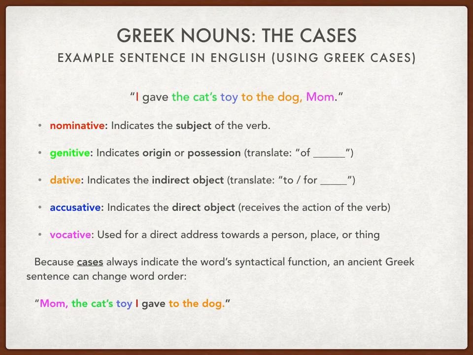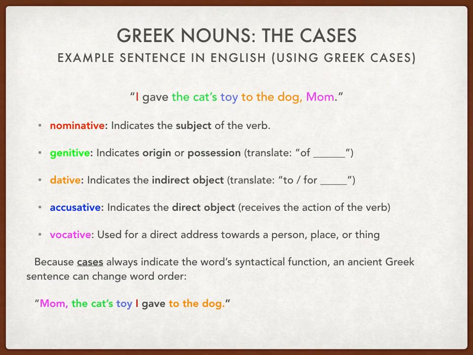The dog is not the direct object. I didn't give the dog. I didn't hit the dog. I didn't pet the dog. I gave a toy to the dog. So the dog is the indirect object. It's kind of receiving a byproduct of the action. So typically with the dative case, you want to start with the phrases to or for and kind of roll between those to see which one makes more sense. Here, to makes sense. I gave the cat's toy to the dog. So because I know he's the indirect object, I'm going to put him in the dative case. We'll make him orange here.